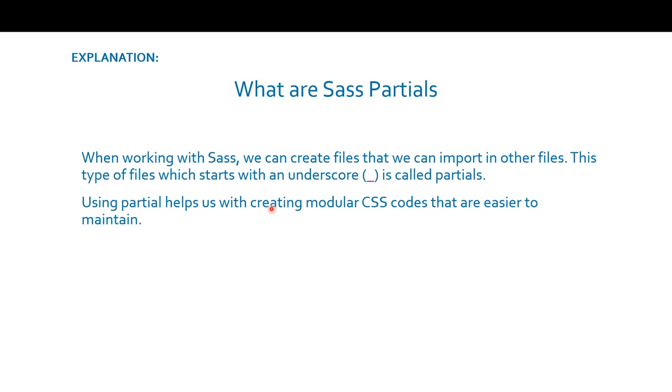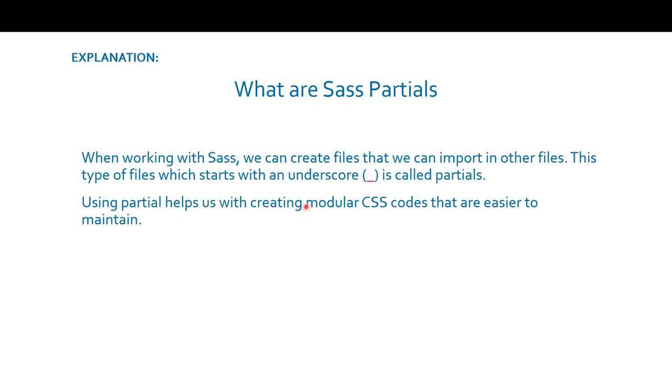And then we import those components into our main files, or we import them into other Sass files as well. So any Sass file that we can import into another Sass file is usually a partial. It's just a convention. Basically our partials usually start with an underscore. We tell Sass that, okay, this is a partial.